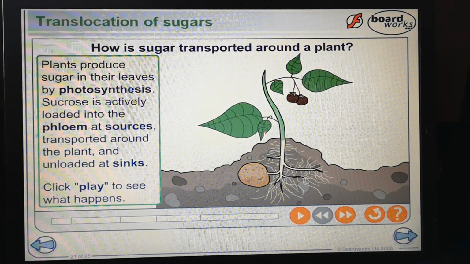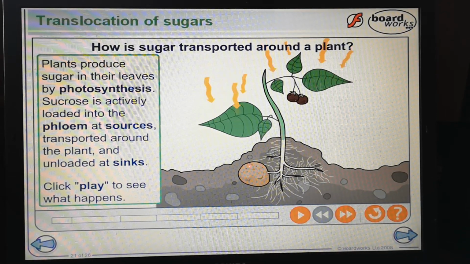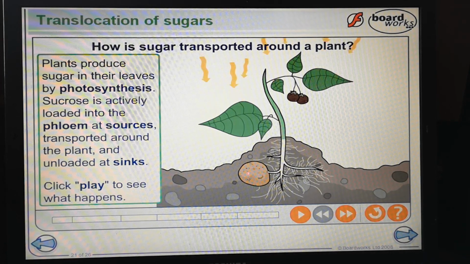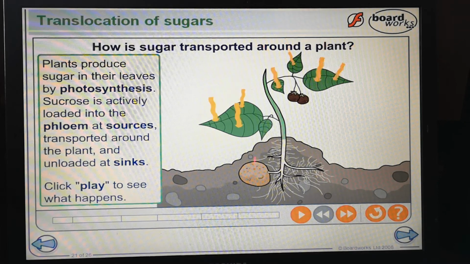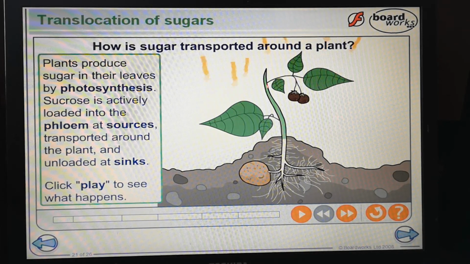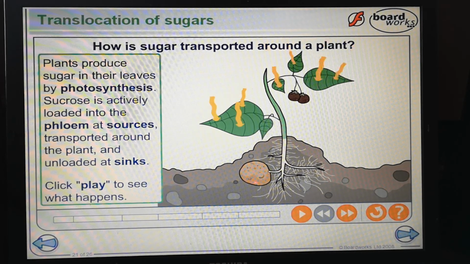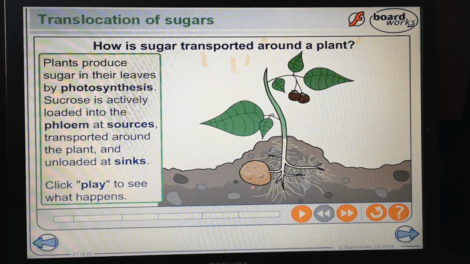And then down here we've got a tuber, so there's a potato. That is going to be my sink. That is where the sugars are going to be used up. So let's just recap that. You've got your source, where it's being made, and then all the way down here, you have got your sink, where it's going to be used up. Now, let's go to the next slide.